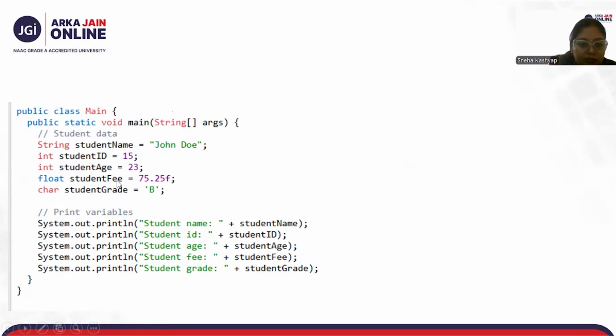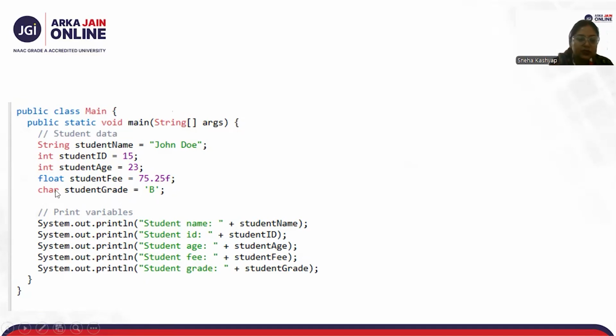Float. Now student fee, of course, the amount can be in a floating decimal place. So I have mentioned it as float. If I want, I can also take double. Since I have mentioned float, I have put an F here. Now last is the grade of the student. For that I have taken a variable name, say student grade. Since the value is B and I have assigned it with a single quote, I have taken the data type as char.